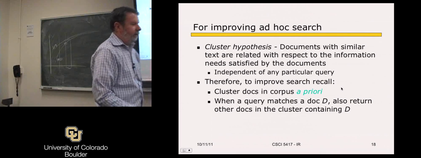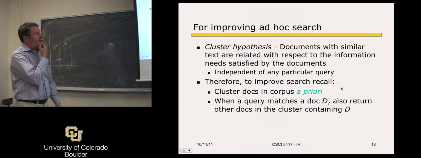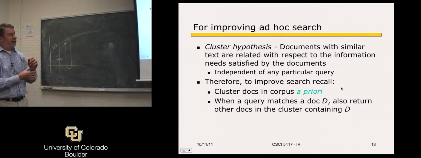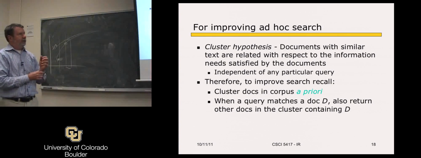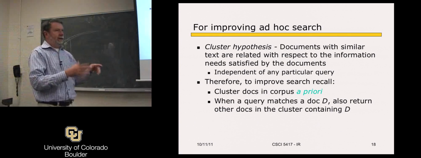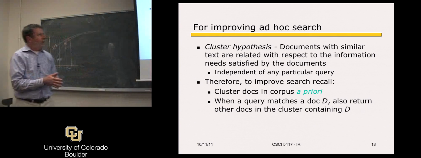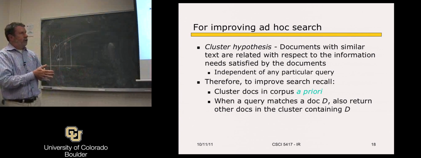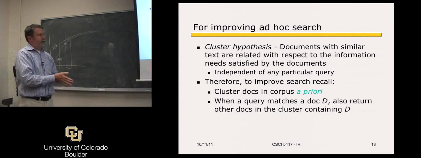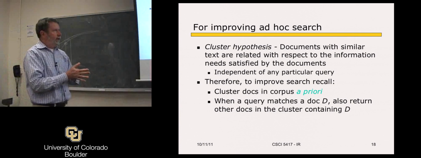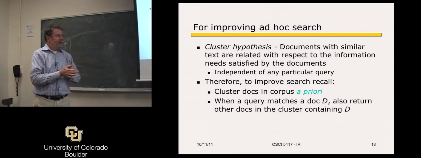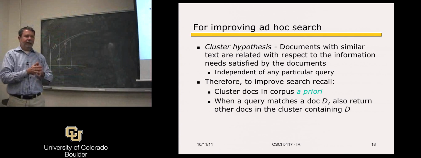All right. So I already said a little bit about the cluster hypothesis. That's basically the notion of clustering an entire collection. The hypothesis is that documents with similar text are related with respect to the information needs satisfied by those documents, independent of any particular query. So to improve search, what we do is cluster the documents in the corpus a priori, and then when a query matches the document D, also return other documents in the cluster containing D.